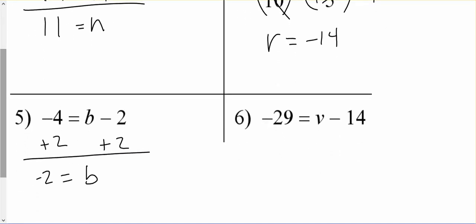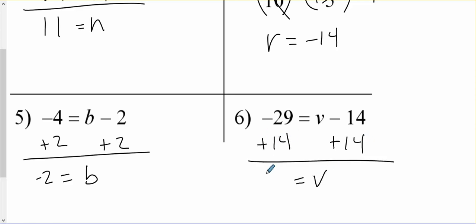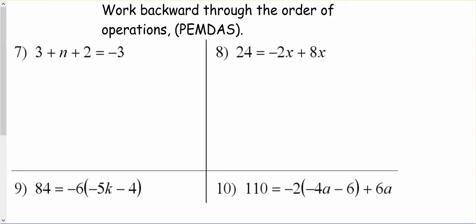For 6, what's happening to v? It's being subtracted by 14. So we're going to add 14. V equals, what is this? -15.